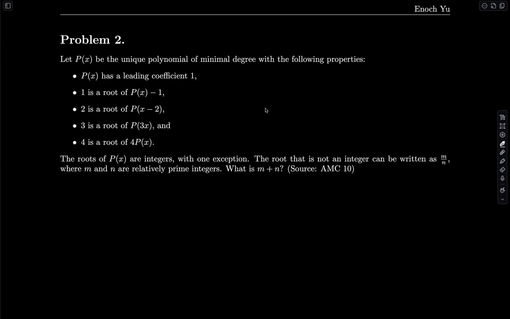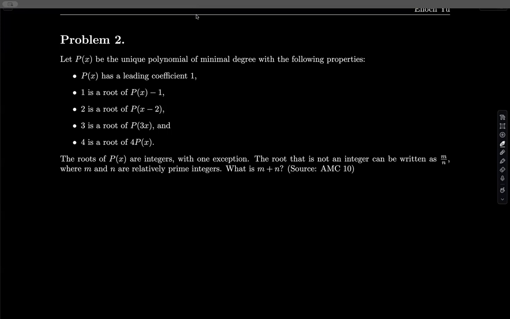Oh, so if anyone is confused with the problem, a unique polynomial of minimal degree means there will be multiple polynomials that satisfy those five conditions. However, you want to find the one polynomial from all those polynomials that has the minimum degree, and degree is like the exponent of the polynomial. Only one person solved this problem, so I think I can give you 2 more minutes.